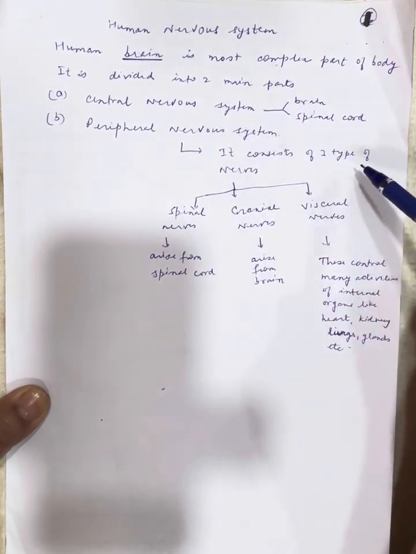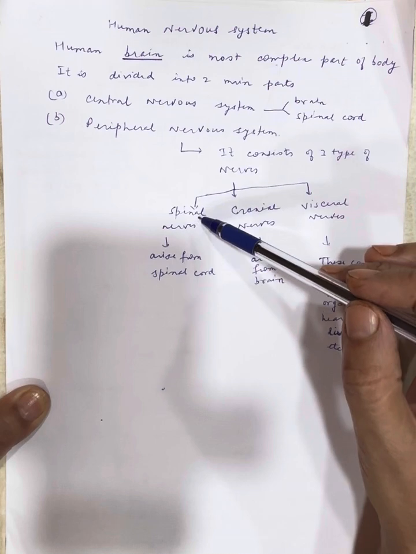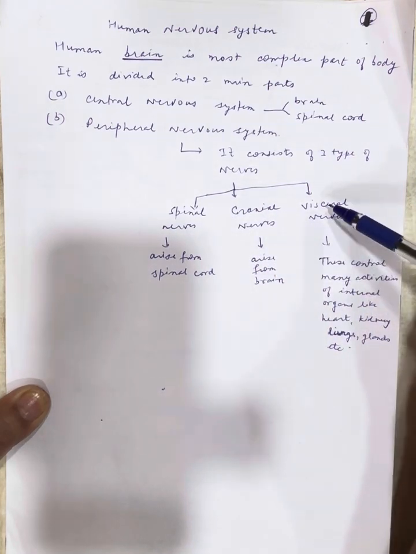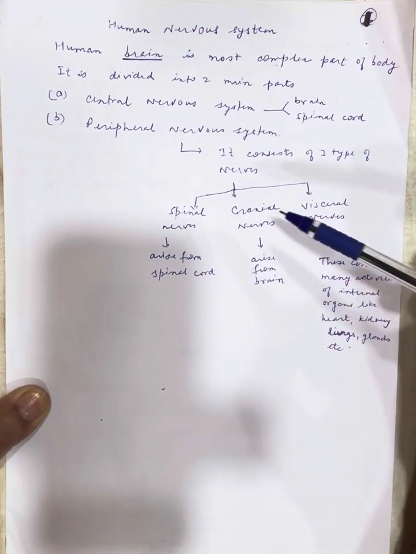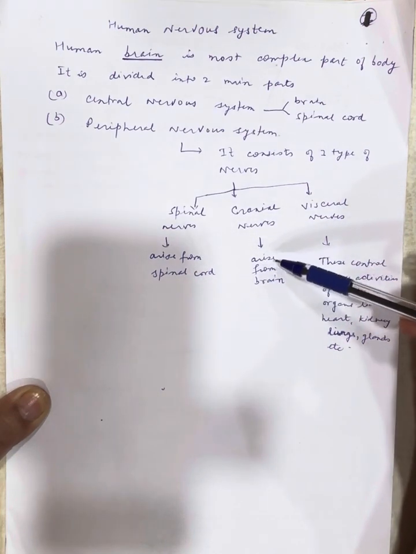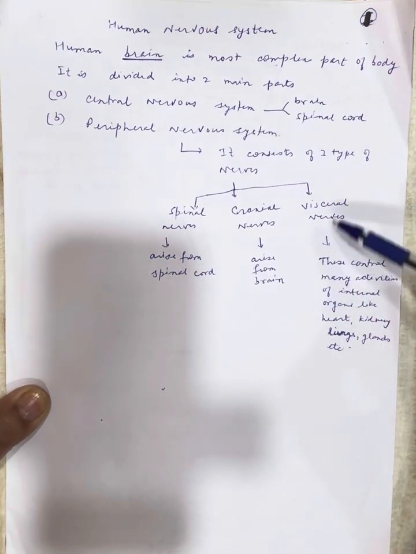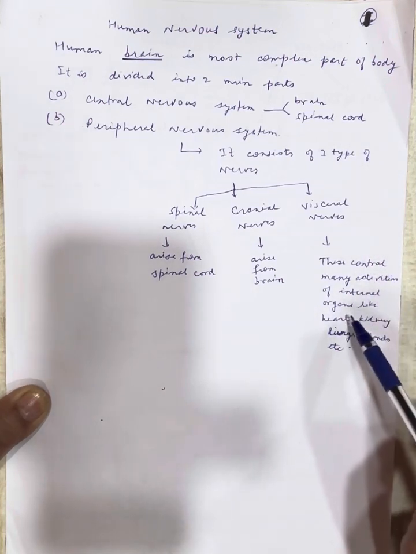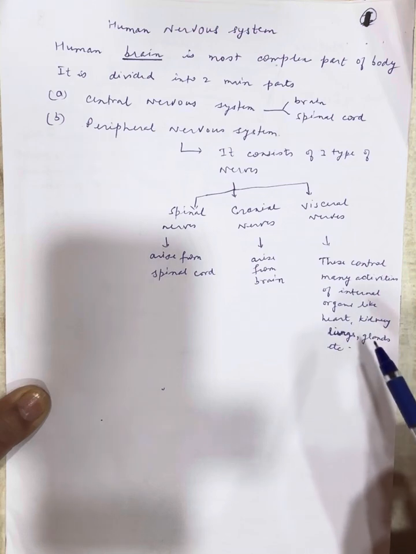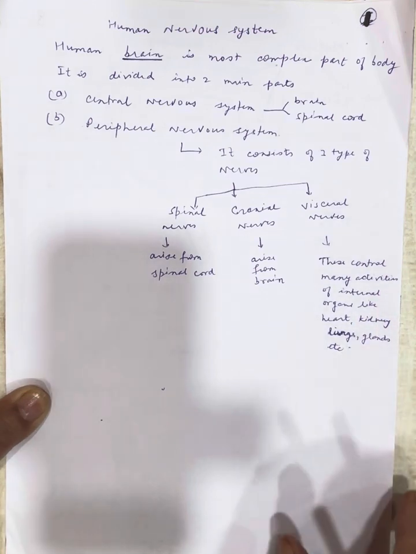It consists of three types of nerves. These are spinal nerves, cranial nerves and visceral nerves. The spinal nerves are arising from the spinal cord, and cranial nerves are arising from the brain, and visceral nerves are the nerves which control many of the activities of internal organs like heart, kidney, lungs and glands, etc.